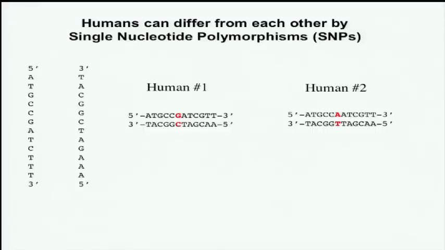Now you would actually have to look through over 1,000 letters of DNA to find this difference, but when you do find them, this is what they look like. So we use DNA fingerprinting to look at differences in DNA like this to tell people apart.